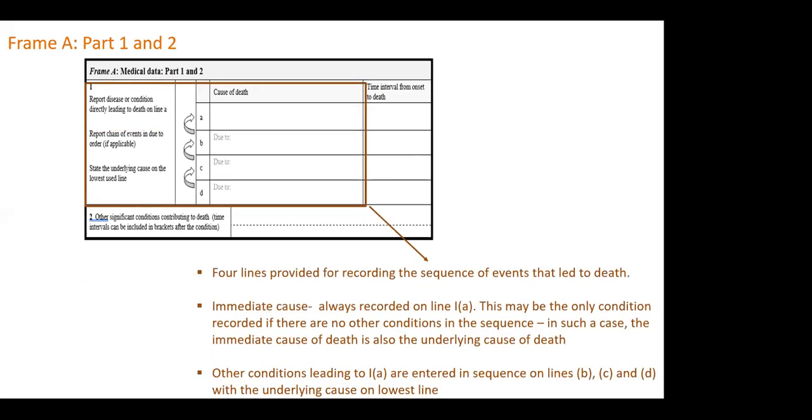So this part, 4 lines are provided for recording the sequence of events that led to death. The immediate cause of death always goes on the first line. And there are situations where this may be the only condition recorded if there's no other conditions in the sequence. For instance, somebody is shot with a gun and died instantly. The cause of death is gunshot wound, which is both the immediate cause and also the underlying cause.